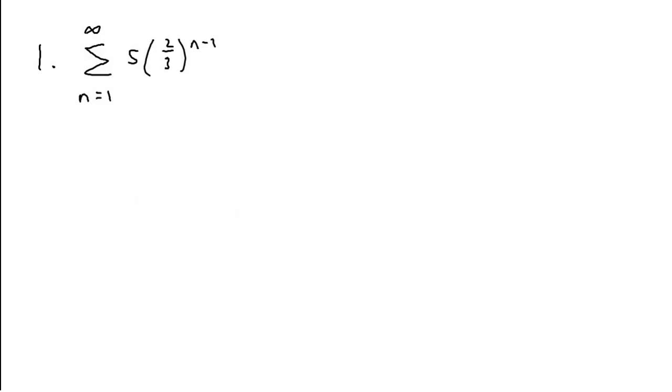So for number 1, let's say we have the series from 1 to infinity of 5 times 2/3 to the n minus 1 power. Now notice how this is exactly in the form of the geometric series test, where we have our a value and our r value taken to the n minus 1 power. So in this case our a is going to be equal to 5, and our r is going to be 2/3.